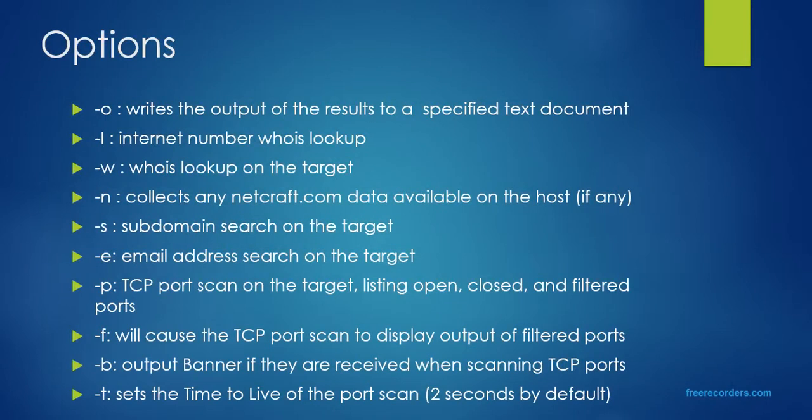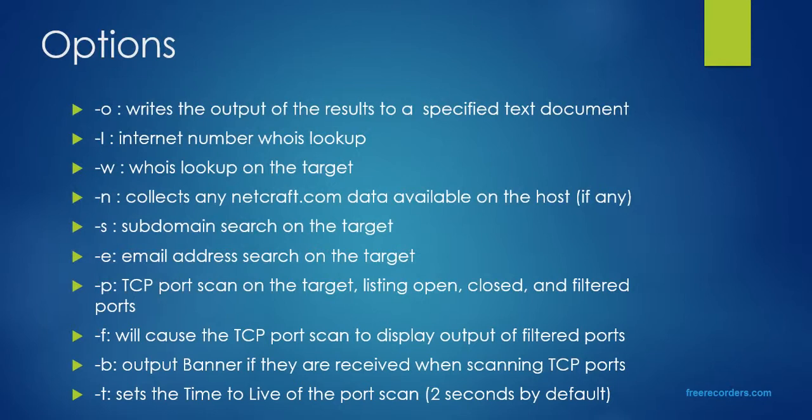Moving on, the S switch performs a subdomain search on the target. For instance, I'll scan the dsu.edu domain in my demo, and you'll be able to see all the subdomains, not all of them, but a good list of subdomains sitting on dsu.edu. Moving on, E is the email address search of the target. Same deal.